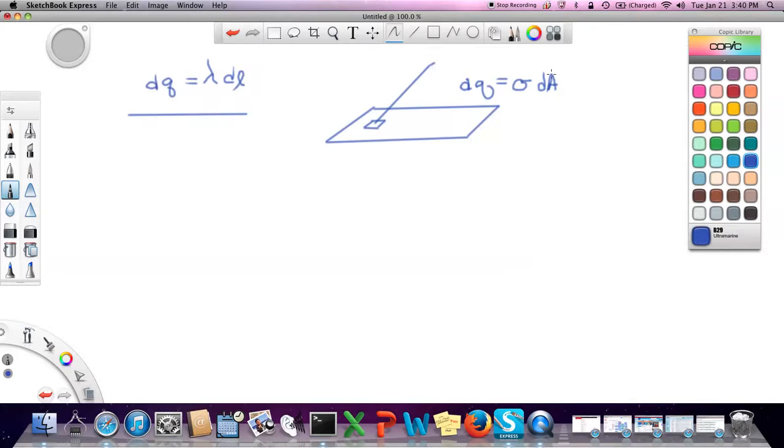But as a physicist, that answer should bother us. Why is it that this lambda dl and this sigma dA should bother us, and what's the solution to that? The second thing that I'd like you to think about appears, at first, to be a separate problem, and that is, consider a sphere.